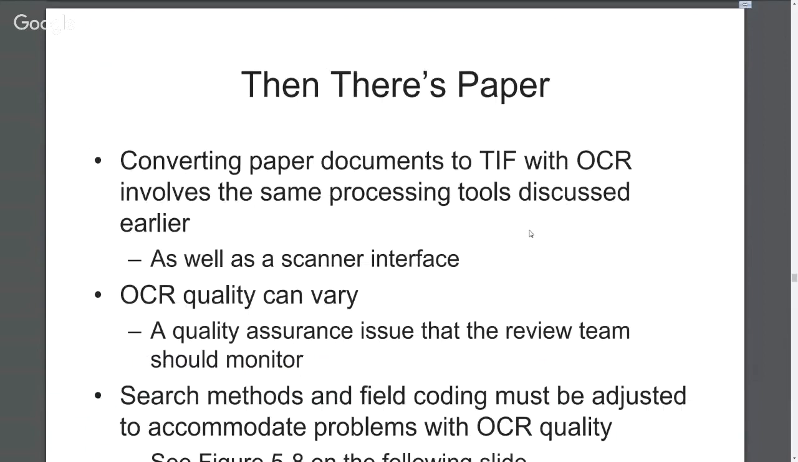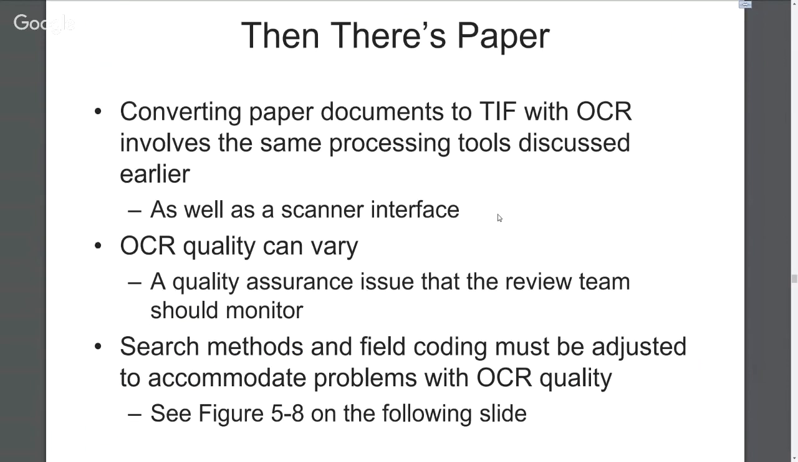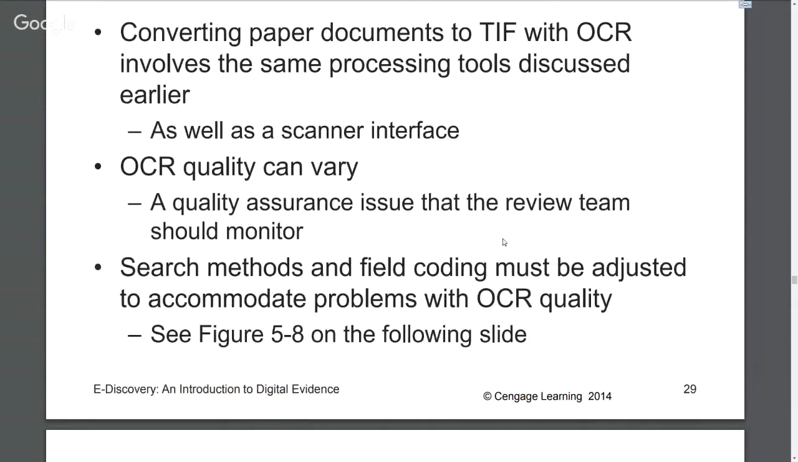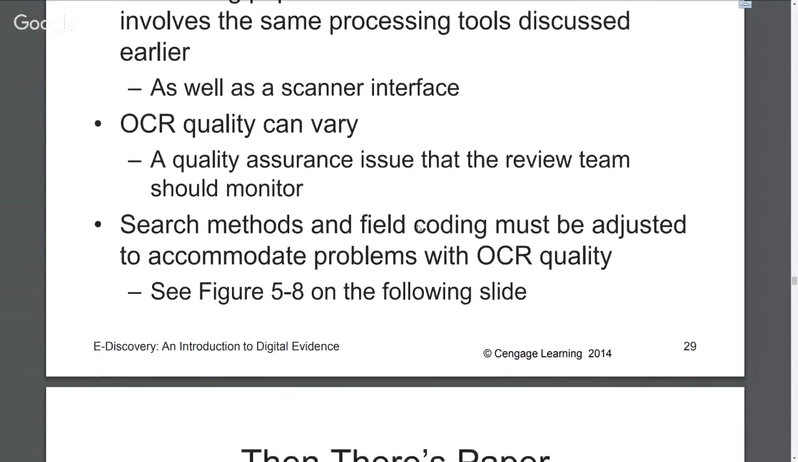The paper versions, all right, is basically scanning it in as a TIFF with optical character recognition and some other processing tools, typically done through a scanner interface. The quality assurance issue that a review team should monitor, because OCR is quite varied actually. Sometimes it doesn't pull the words in, doesn't pull pictures in. Abbreviated sections will sometimes try and autocorrect it to something else.